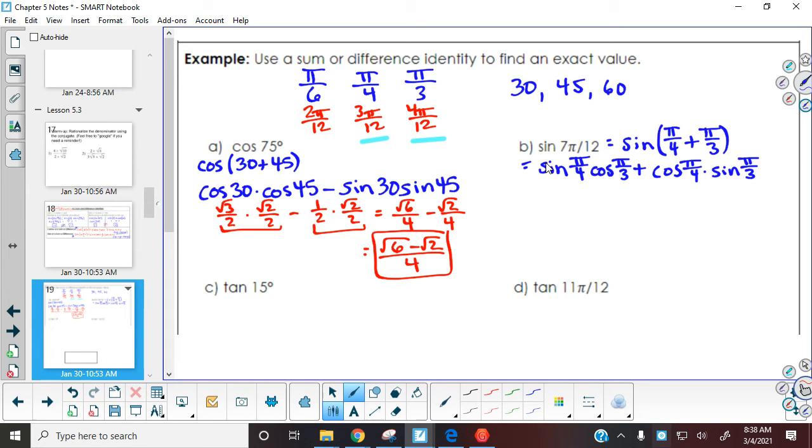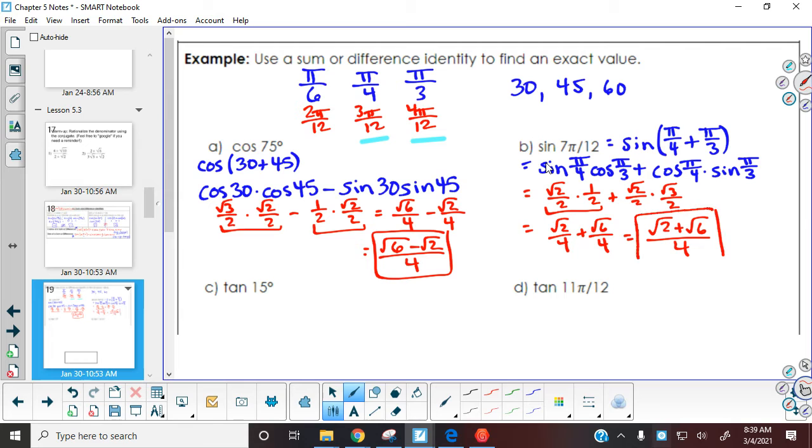And now I can go ahead and figure out my values at those points. Sine pi over 4 is root 2 over 2. Cosine pi over 3 is 1/2. Cosine pi over 4 is also root 2 over 2. And then sine pi over 3 is root 3 over 2. And now I can simplify again. So when I look here, I have root 2 on the top, 4 on the bottom. The second one is going to give me root 6 on the top, 4 on the bottom. So that simplifies to root 2 plus root 6 all over 4.